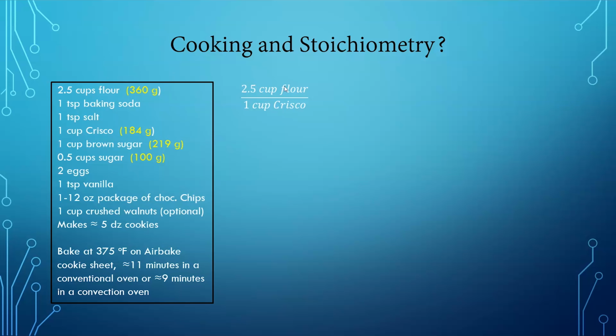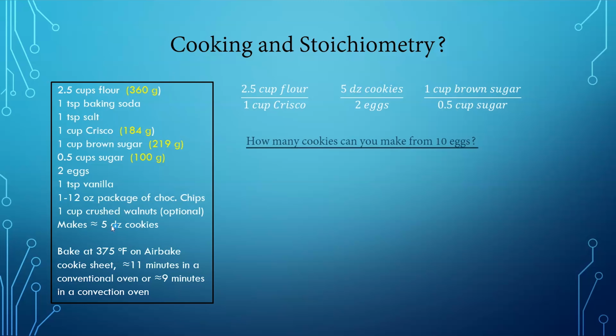So 2.5 cups of flour to every 1 cup of Crisco. That's one possible conversion. 5 dozen cookies for every 2 eggs. That is another conversion. 1 cup of brown sugar to 1/2 cup of white sugar. Again, there's a lot of different conversions that you could make between the various ingredients or the product of this particular recipe. We can do the same kind of calculations here we did with the ammonia.